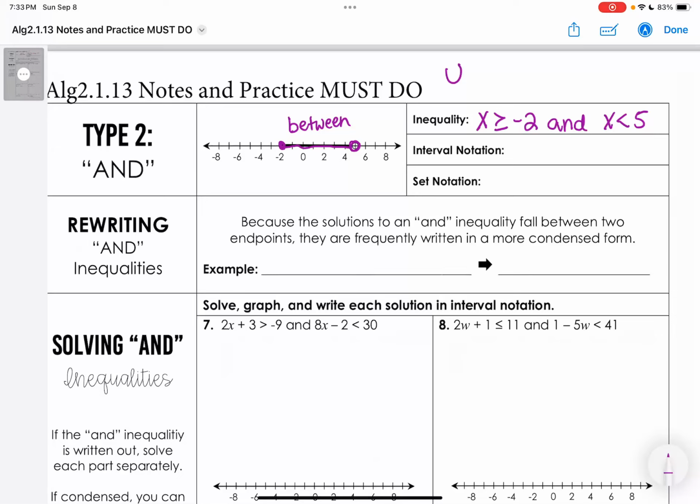The interval notation then, it's closed interval, closed set there on the left, and it's open on the right. Set notation, we do what we did up there for the inequality.